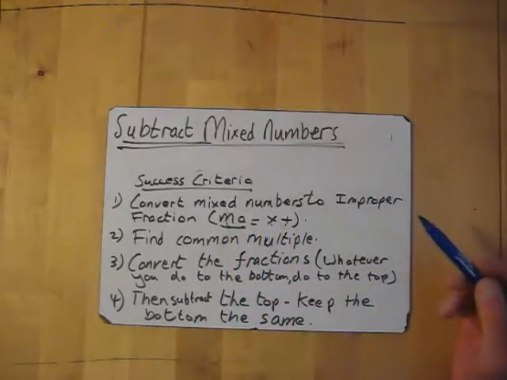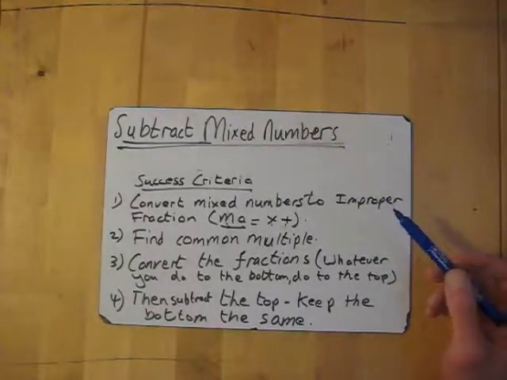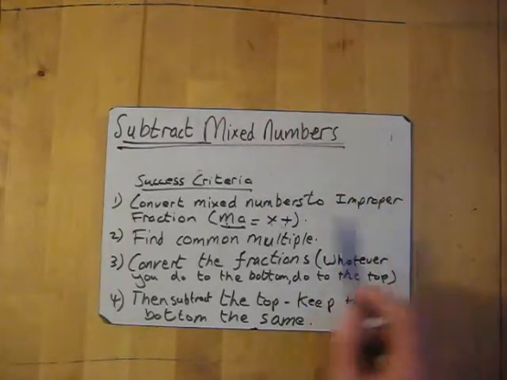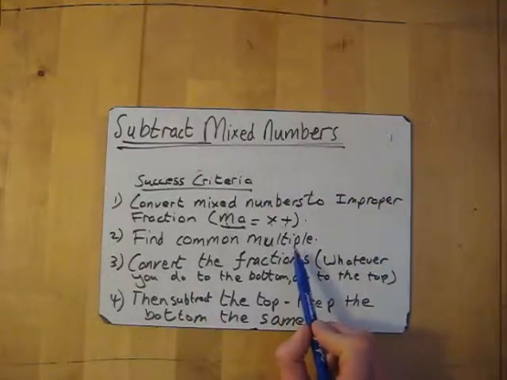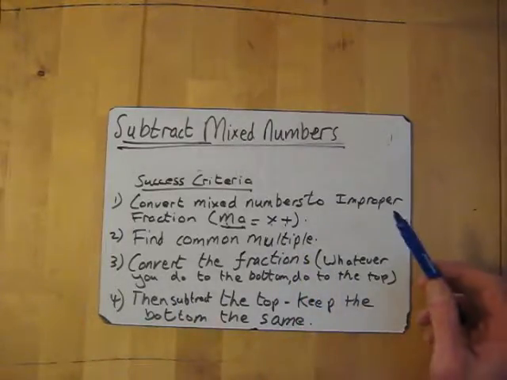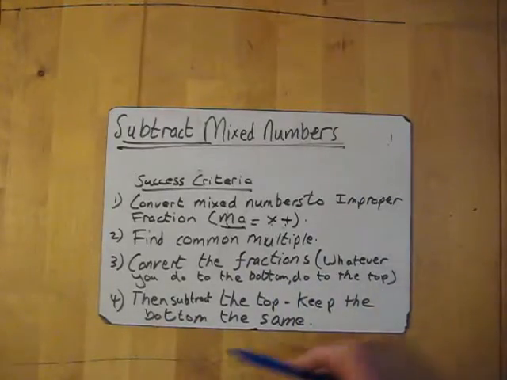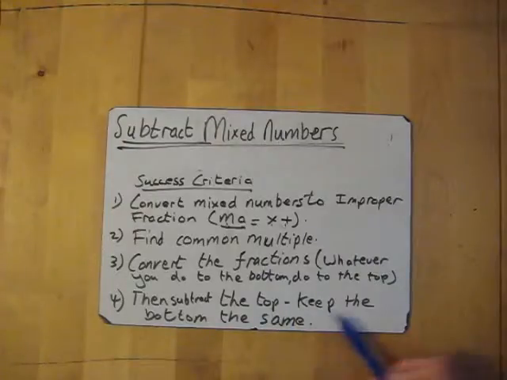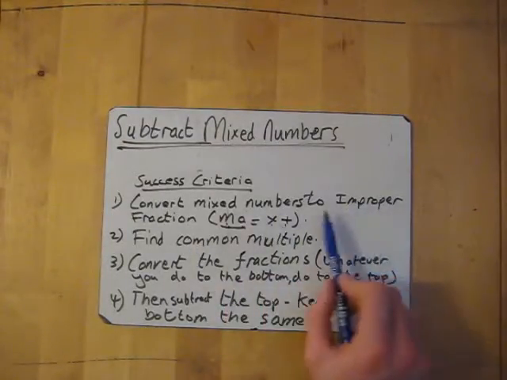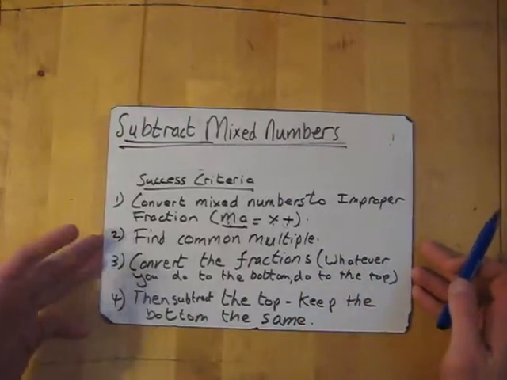There is a video related specifically to it if you wanted to go into a little bit more depth, but it's fairly straightforward. Then after you've converted from your mixed number to your improper fraction, you need to find your common multiple between the two fractions. Then convert the fractions to the new common multiple, so whatever you do to the bottom you have to do to the top. And then finally just subtract the top number and keep the bottom the same. Okay, so convert mixed numbers to improper fractions, find the common multiple, convert the fractions, and then subtract the top number, keep the bottom the same.